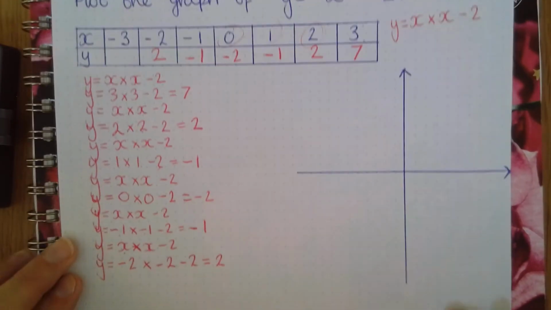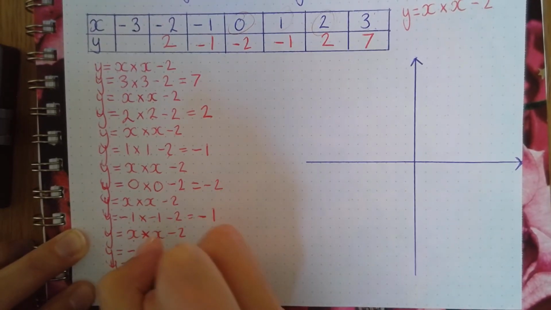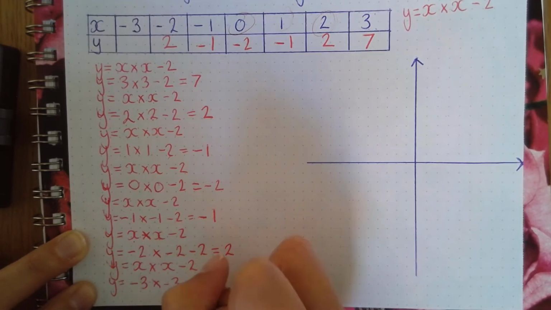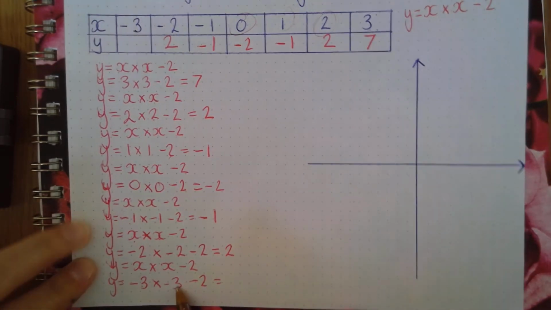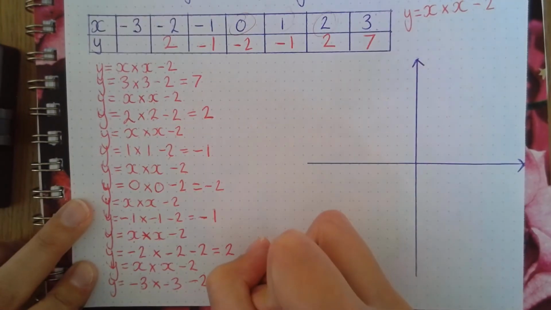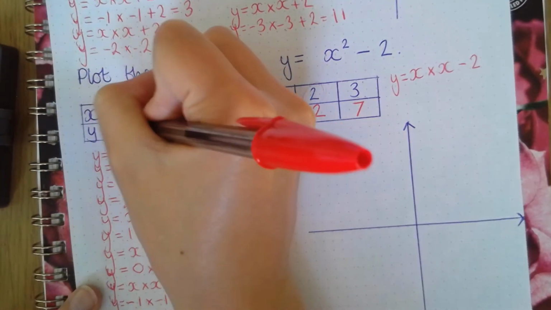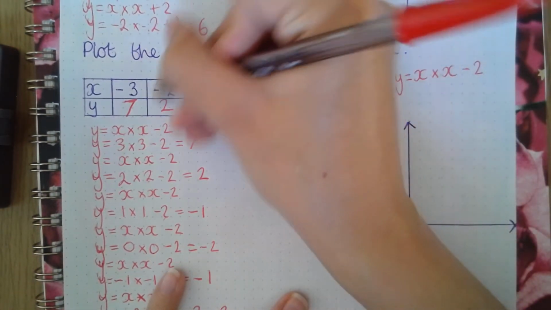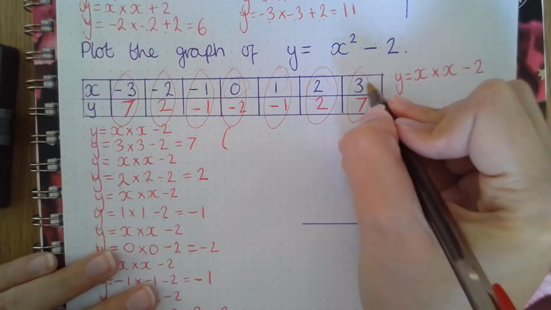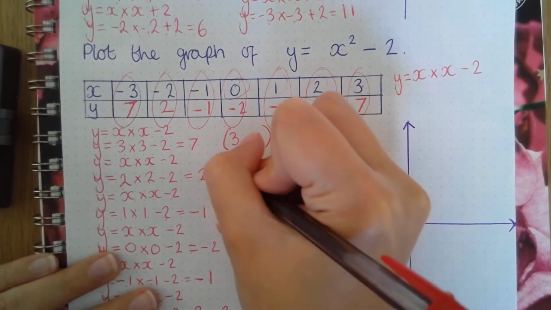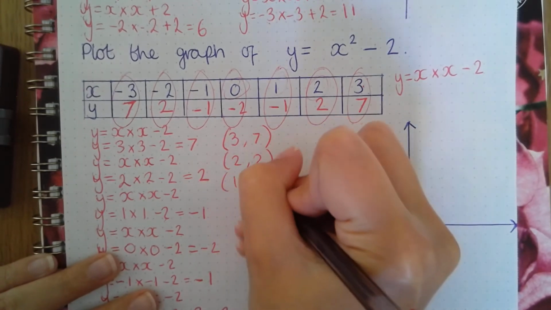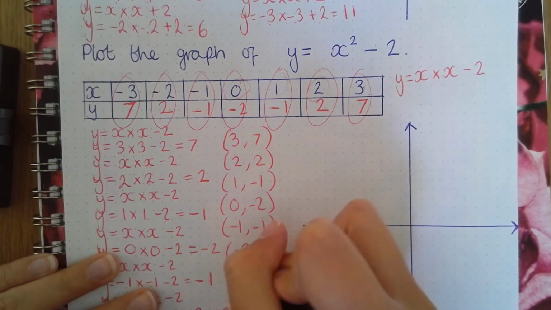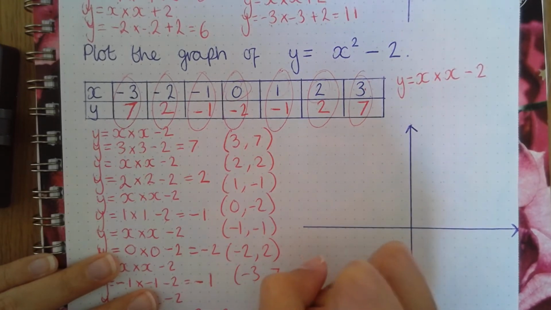And the last one is negative 3. So x times x take 2. We're going to use negative 3 times negative 3 take 2. Negative 3 times negative 3 is 9. Take away 2 is 7. So I'm going to put 7 there. So remember, these are my coordinates. The x comes first, so 3, 7; 2, 2; 1, negative 1; 0, negative 2; negative 1, negative 1; negative 2, 2; negative 3, 7.